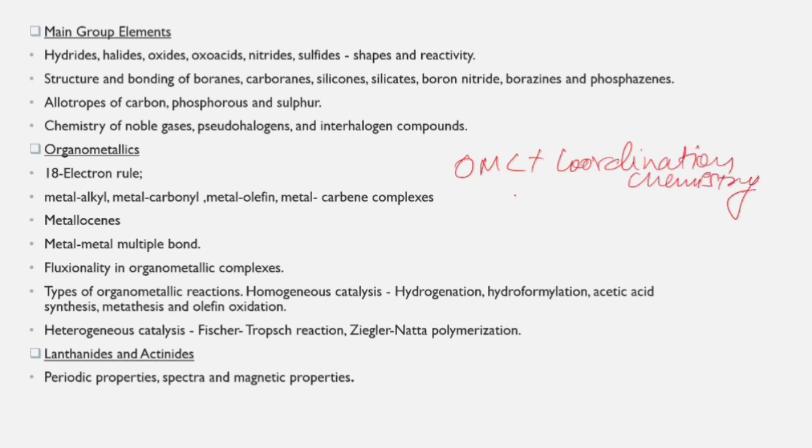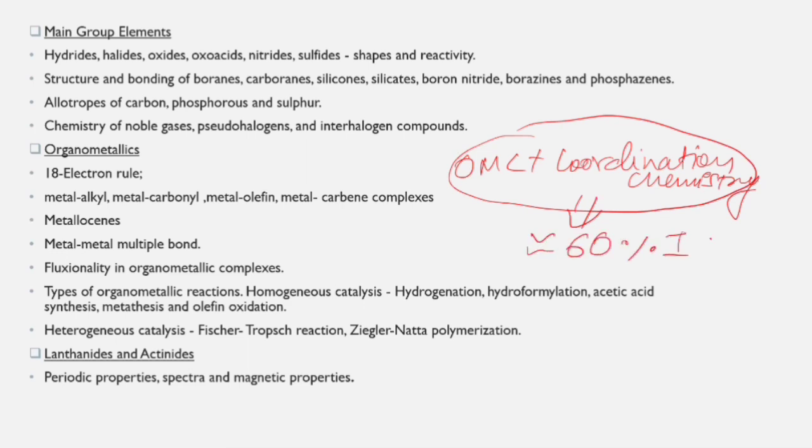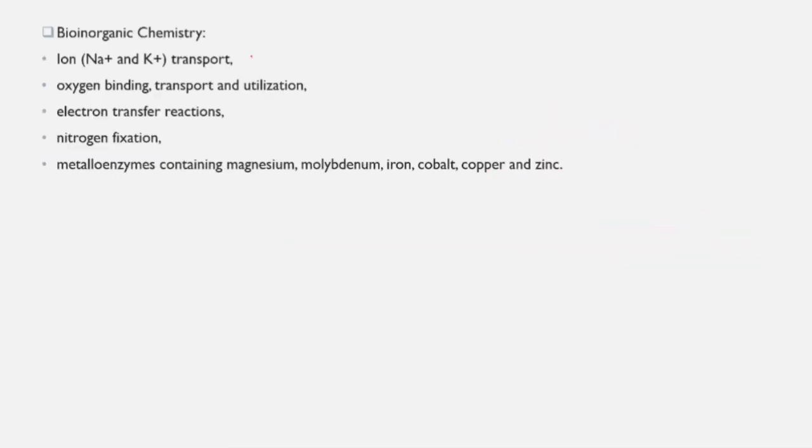So if you're planning to do inorganic chemistry, the first thing I will suggest is to do both of these units completely. This almost constitutes approximately 60% of the entire inorganic chemistry syllabus. After which you can focus on topics like main group, lanthanides, actinides, and bioinorganic.